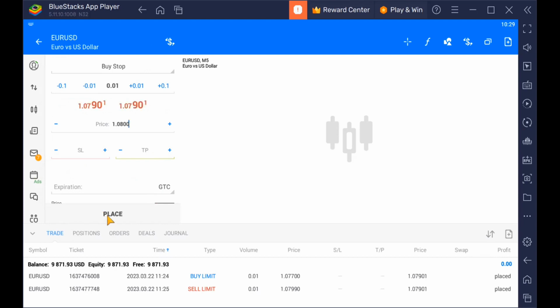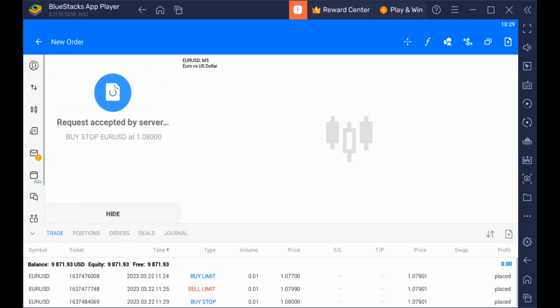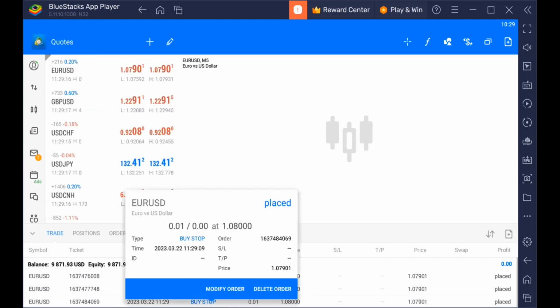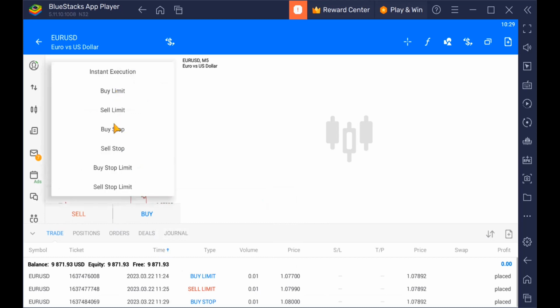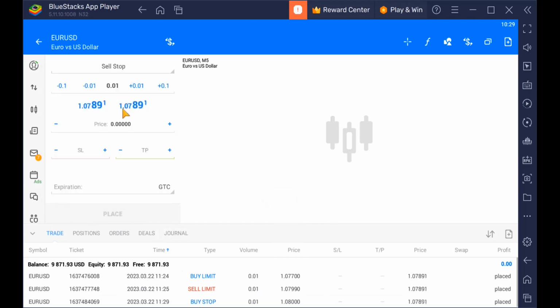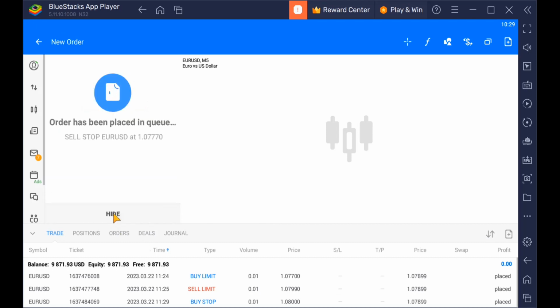If I put this, it's going to set it as a pending order. I see it here. It's waiting for the price to get to this number before it activates. On the flip side, I can also open a sell stop. I'll put a price that's lower than the current price. I can put 1.0777, something like that, which is lower than this. So when the price drops to that point, it starts going down.